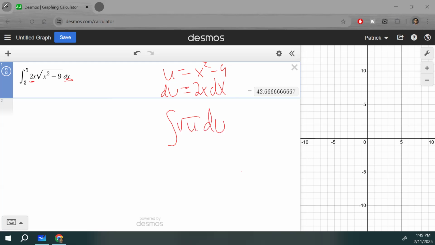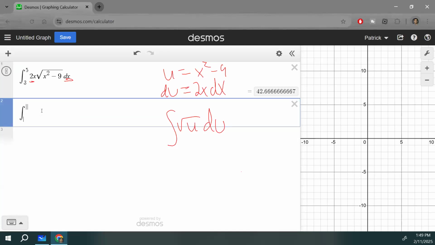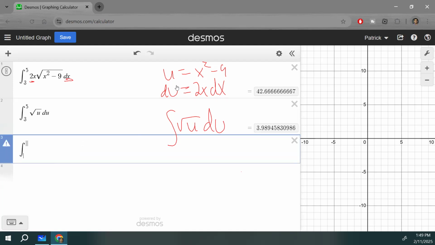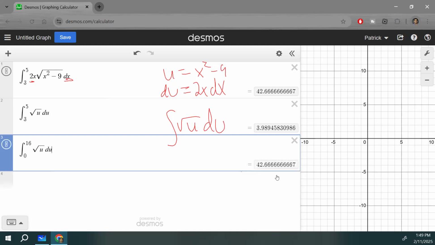Now, let me show you something. If I do the limits 3 to 5 of square root u du, I get 3.9 whatever because I didn't change the limits. Now, if I do change the limits, if u is x squared minus 9 and x starts at 3, 3 squared minus 9, so this substituted integral is going to start at 0, and then the upper limit in terms of x is 5, so 5 squared minus 9 is going to give us 16. Now if I do square root of u du, I do get the same answer.